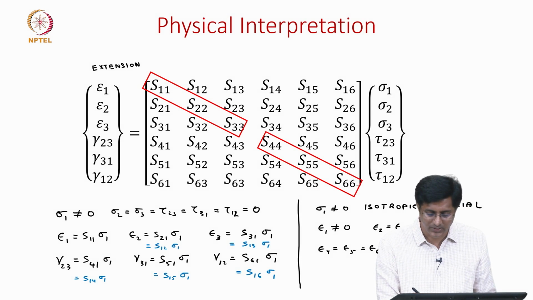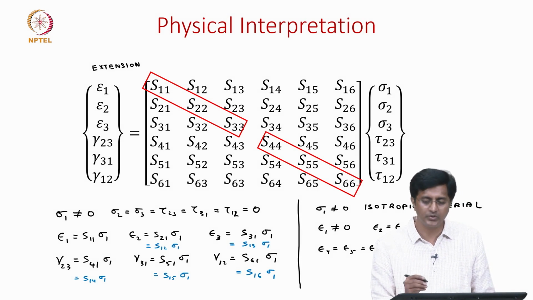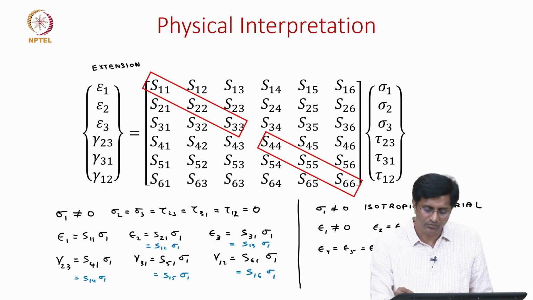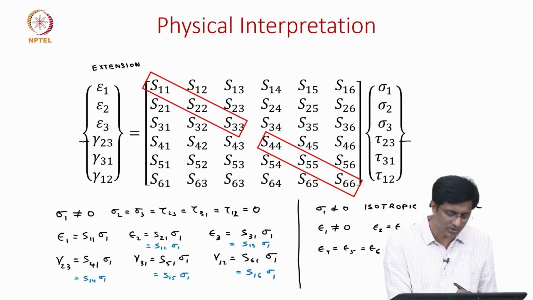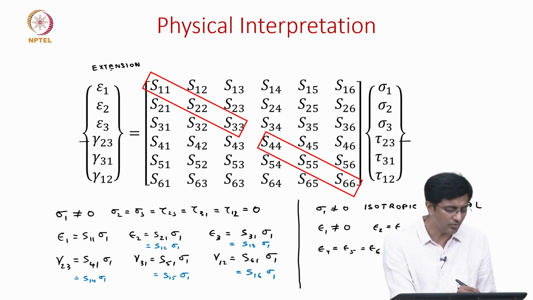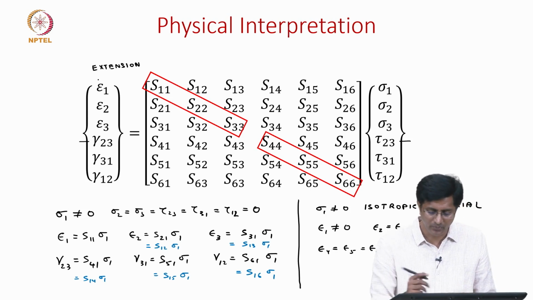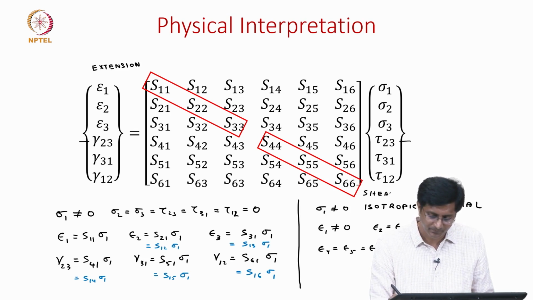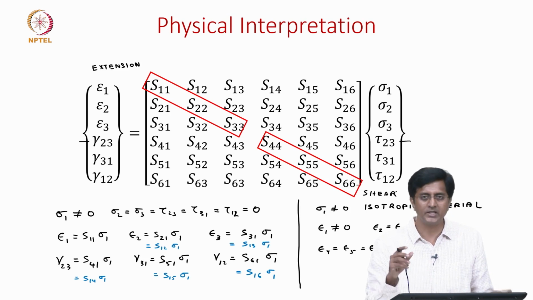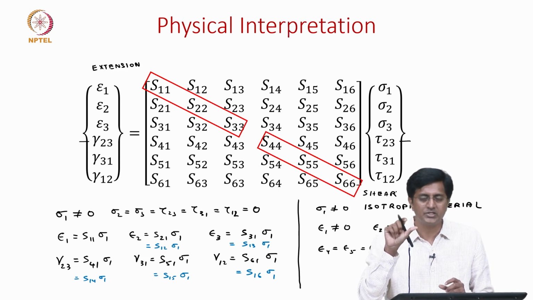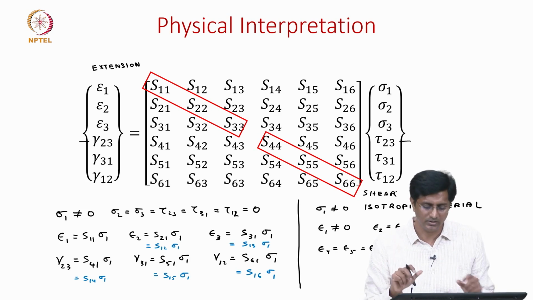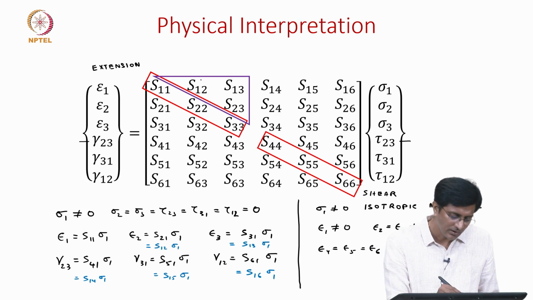Now let us look at the other three diagonal components, which are S44, S55 and S66. What do they signify? They signify that if you are applying a shear stress, what is the shear strain in the corresponding direction. Similar to how we called the others extension components, these are the shear components. Meaning in the same plane, if you apply a shear stress, they bring in the corresponding shear strain.